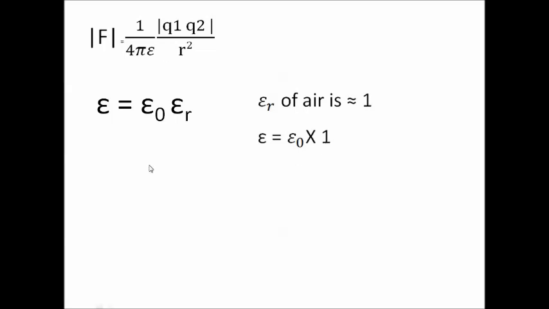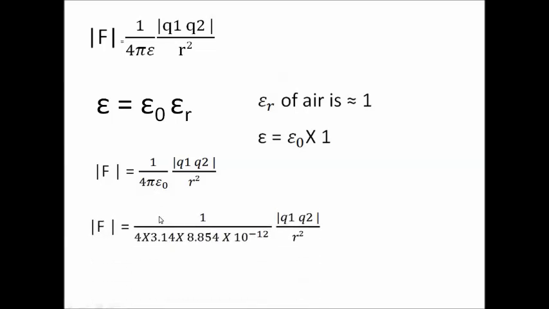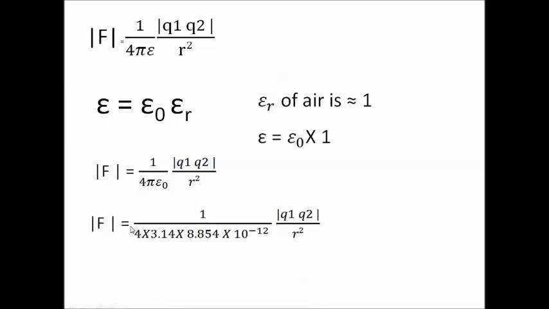Now this equation we can rewrite like this. Magnitude of force is equal to 1 divided by 4 pi epsilon 0 Q1 Q2 by r square. Now you know the value of epsilon 0, the value of pi. Just substitute the values in the equation. Magnitude of F is equal to 1 divided by 4 into 3.14 into 8.854 into 10 raised to negative 12. And you will get F is equal to 9 into 10 raised to 9 Q1 Q2 divided by r square.